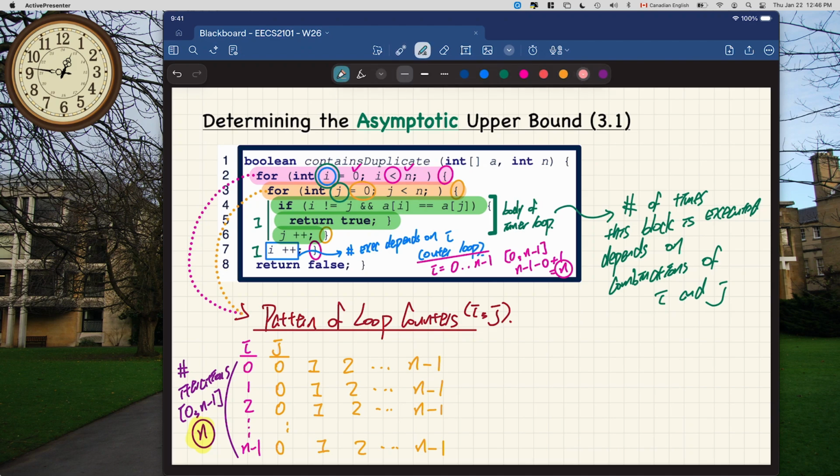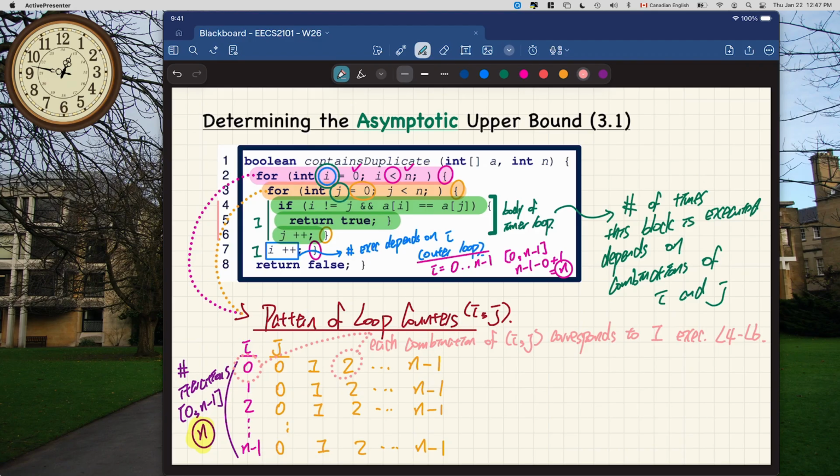I'll give you one note here. For example, think about 0 and 2. Each combination of i and j corresponds to 1 execution of line number 4 to line number 6.